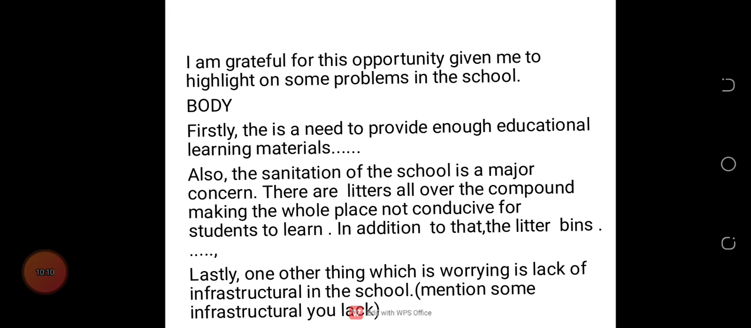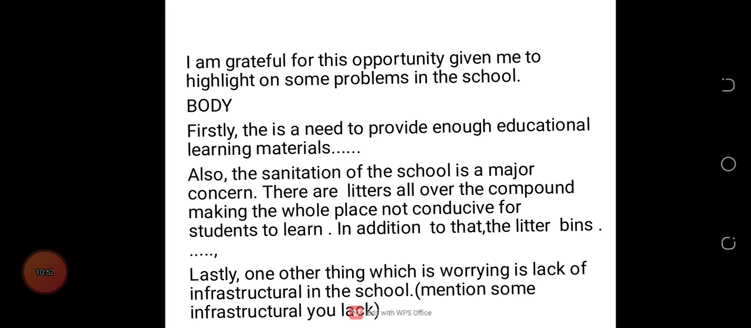So this is an example. So for this we have another introduction. So I'm grateful for this opportunity given me to highlight some problems in the school. So if that is the introduction, then you quickly go with the body, which begins with a paragraph linker. Firstly, there is a need to provide enough educational learning materials. So you cannot just end that point there. What are some of the learning materials? So you mention some of the learning materials, okay? Whether you don't have them at all or they are not enough, you mention those and state why you really need them. So you also continue by introducing another linker.